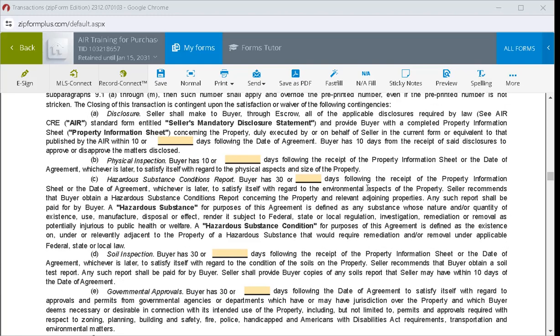Let's say hazardous, let's say subject to certain report. So the day that the seller received the report or the buyer, that particular day doesn't count.